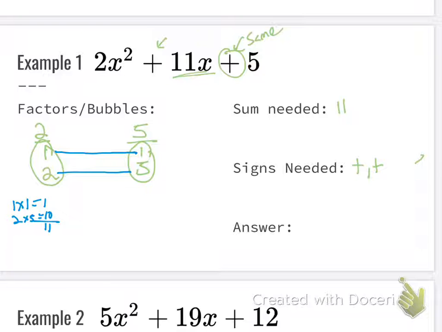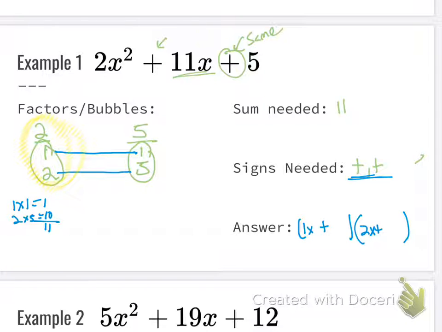So this part here is your first part. That goes into the first spot of your binomials, the two factors that we have. So we end up with 1x and 2x. We know that based on this, they're both going to be pluses.